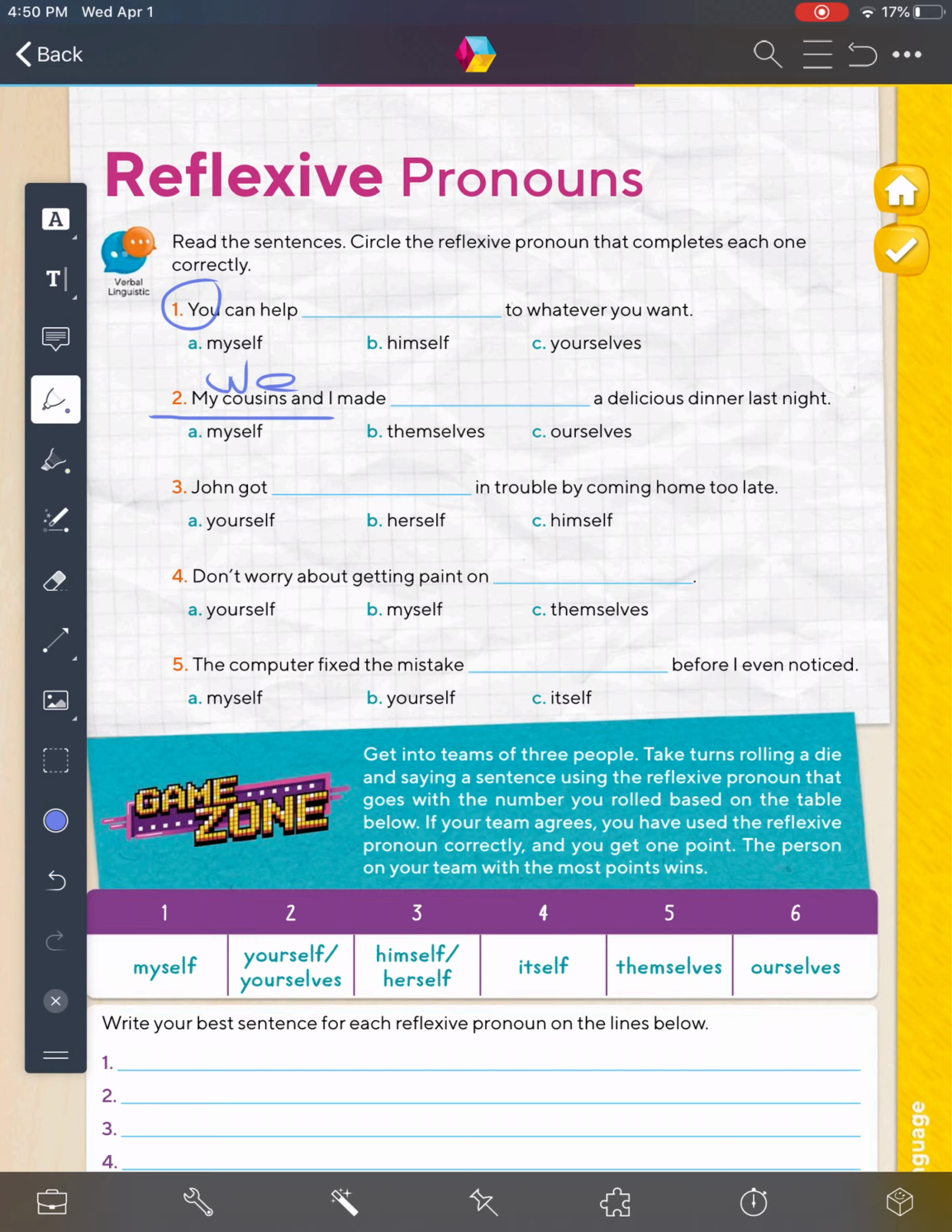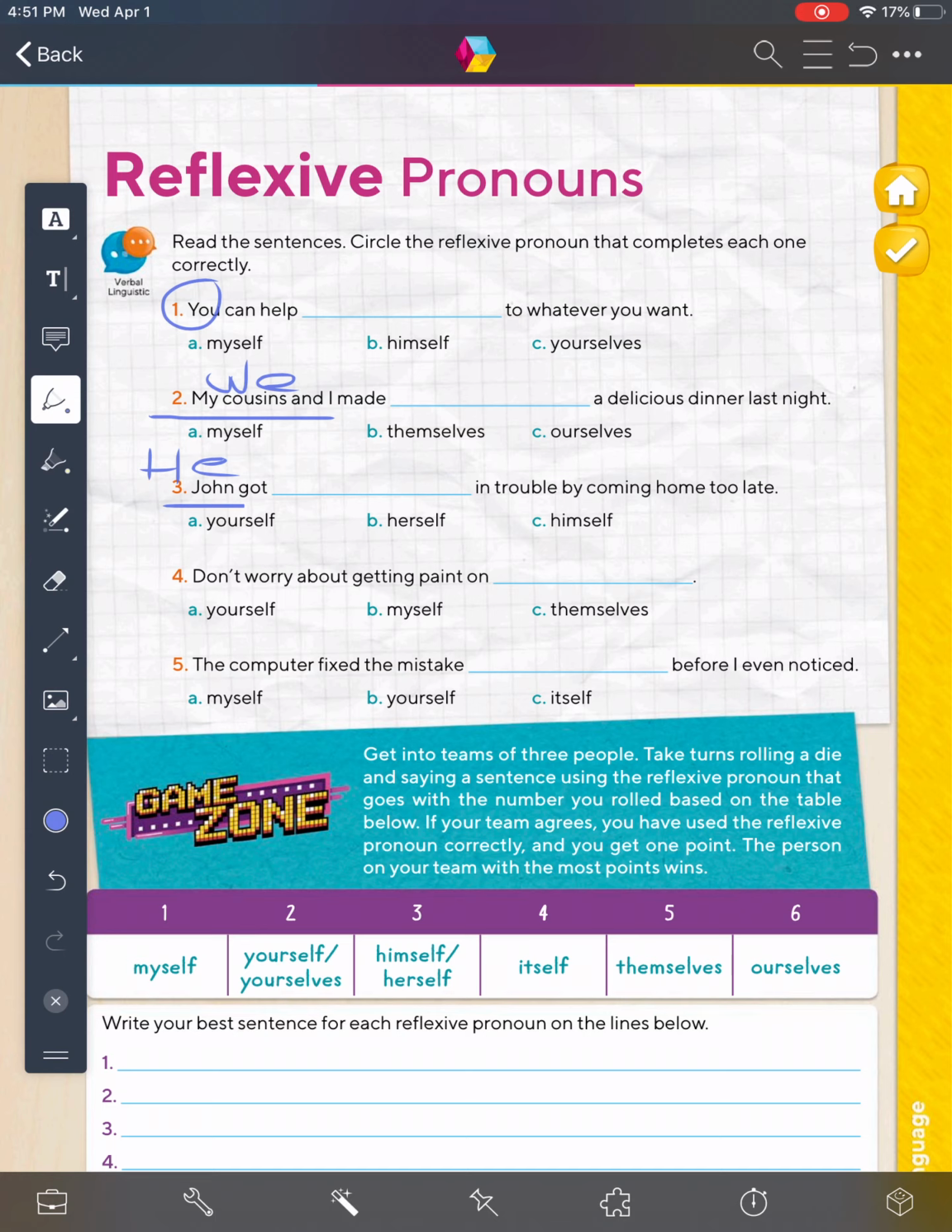Number 3. John got in trouble by coming home too late. So we're talking about John. What is the subject pronoun for John? It is a boy or a man. So that means we need the pronoun he. That is correct. Choose your answer. What is the reflexive pronoun for he?